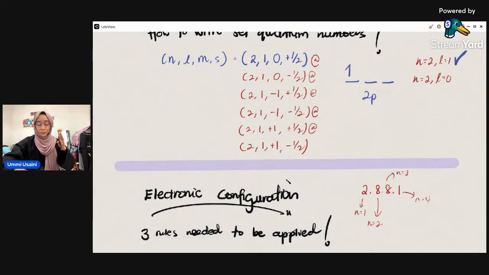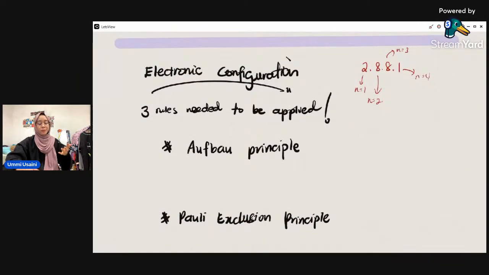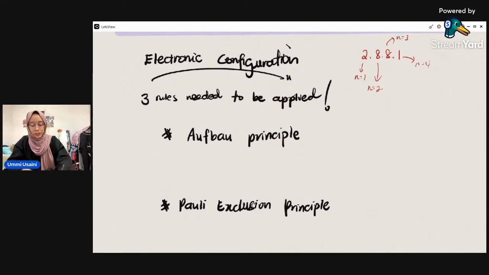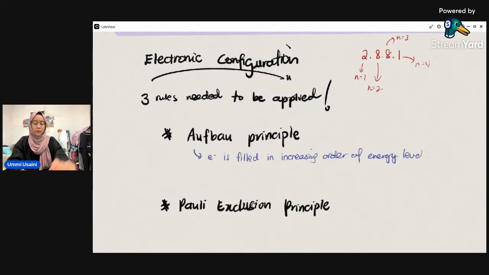Okay, Aufbau principle dahulu. So Aufbau principle, it says that kalau kita nak isi elektron, okay, so elektron is Miss pakai short form, okay. Tapi kalau kamu kena tulis definition ni dalam soalan, tulis properly lah. Elektron tu tulis dulu full elektron. So electron is filled in increasing order of energy level. Okay, so electron is arranged into the orbitals with increasing order of energy level.